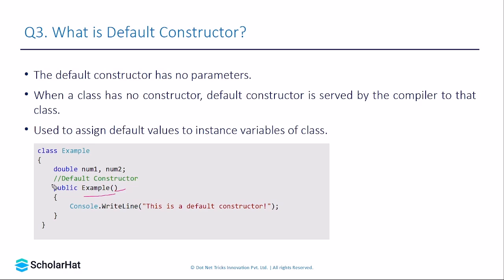Whenever we create an object of this example class, this default constructor will be invoked first, and it will display on the console: this is a default constructor.